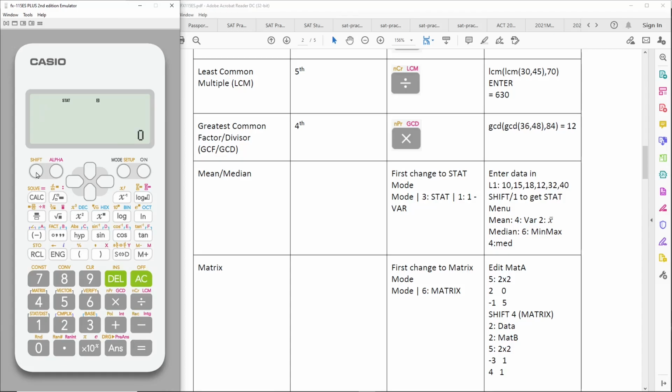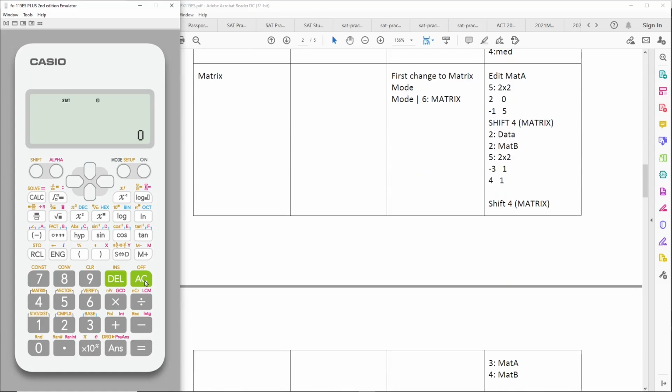Go clear and go back to the menu, shift 1, and choose option 6 for min max. That's going to be my min value, my max, my quartile 1, Q1, my median, and Q3, quartile 3. So I want to find my median, so I choose 4, equal, so my median is going to be 15.